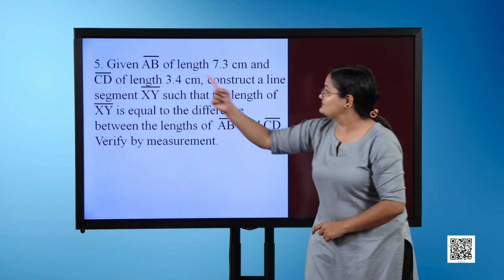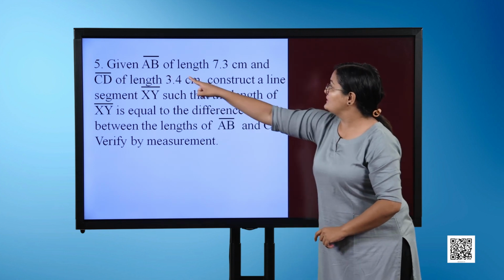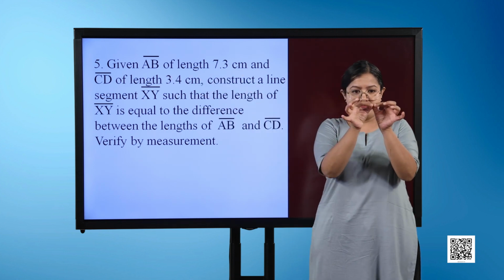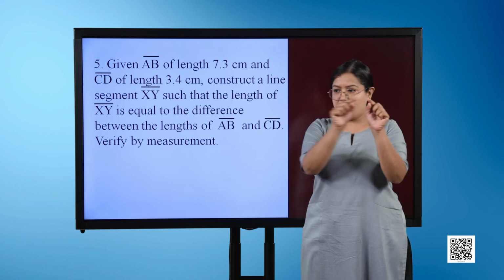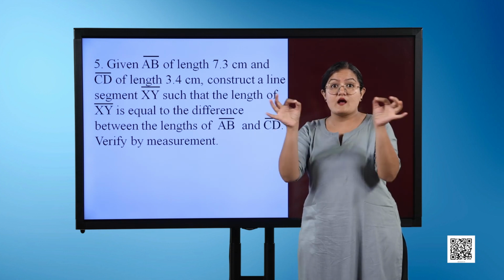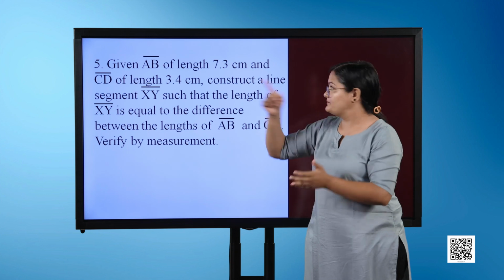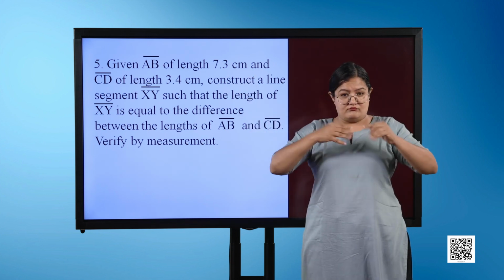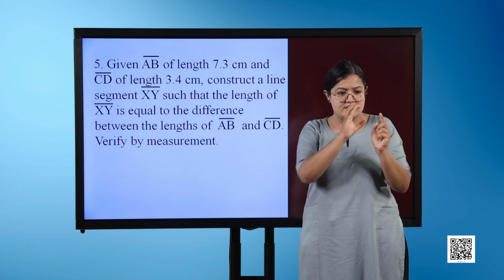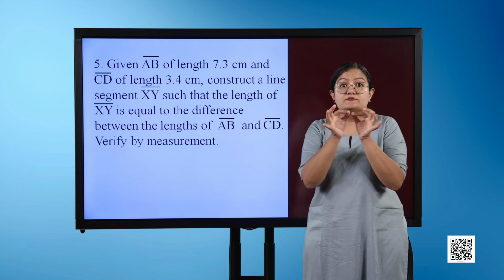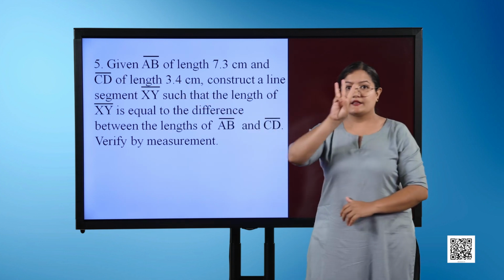5. Given segment AB of length 7.3 centimeters and segment CD of length 3.4 centimeters, construct a line segment XY such that the length of segment XY is equal to the difference between the lengths of segment AB and segment CD. Verify by measurement.